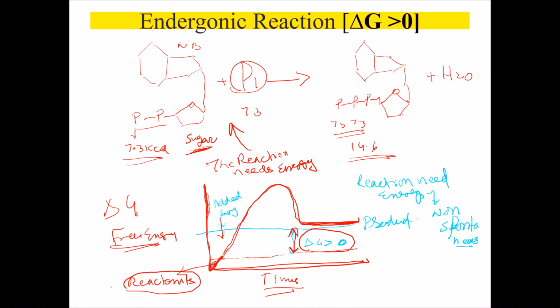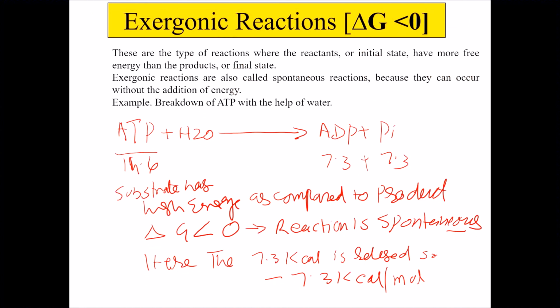This is an endergonic reaction. In endergonic reactions, the reactant or the substrate has less energy as compared to the product. They need added energy, and then delta G is more than 0. As compared to this, in an exergonic reaction, delta G is less than 0. In this type of reaction, the reactant or initial state has more free energy as compared to the final state. So, the reversal of this reaction.